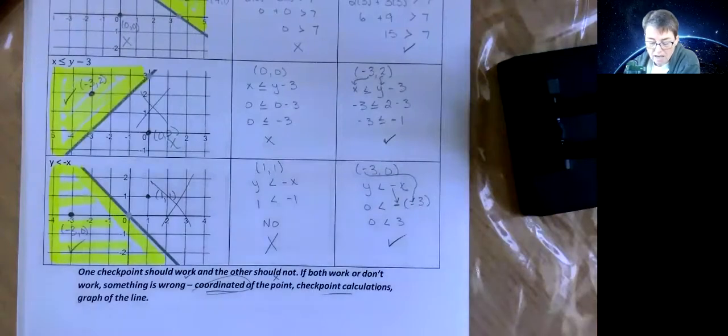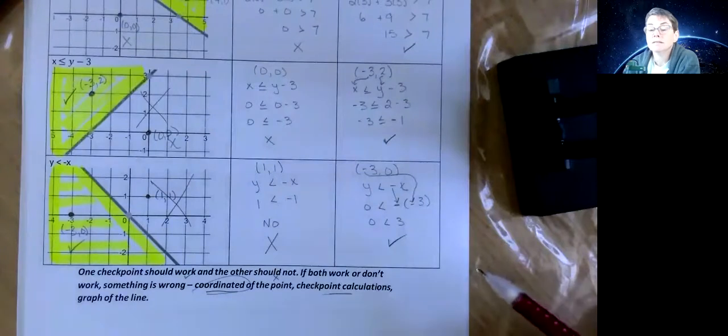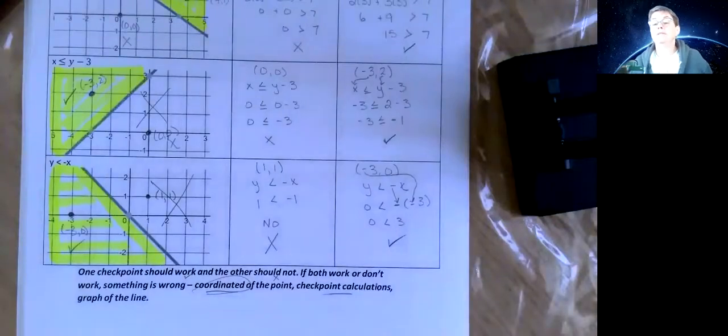Okay. If you get 2 no's, or 2 yeses, one of the things you can do is just calculate a third point. Not unlike when we did linear graphing. If you put 3 points and they're not in a line and you can't find your error, just plot a 4th one. Odds are pretty high that 3 out of the 4 points are going to line up and you're good to go.